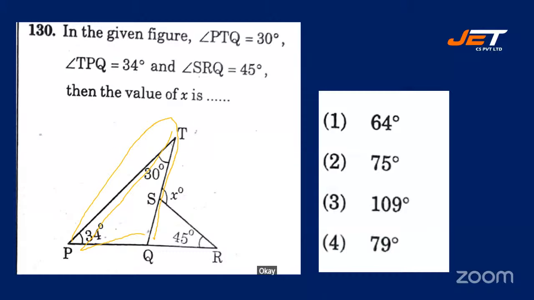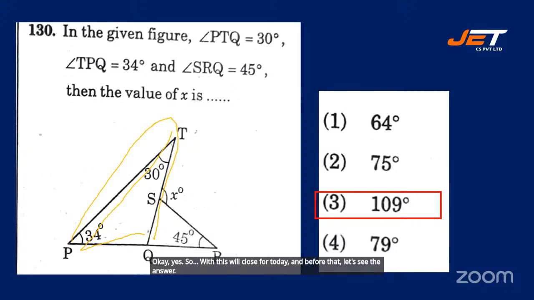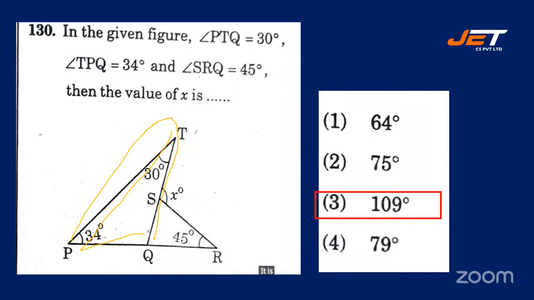Okay. So with this, we'll close for today. Before that, let's see the answer. It is 109. We just have to add all the angles. That's it. Or 180 minus, adding up this will also give you 109. So option 3 is the correct answer.